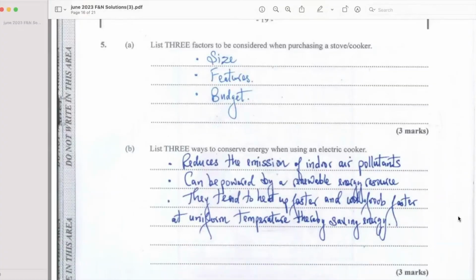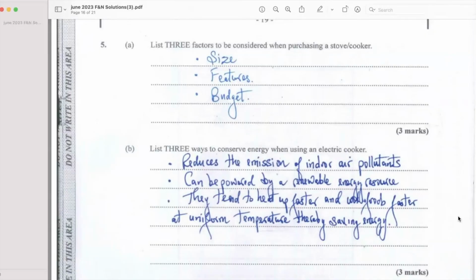List 3 ways to conserve energy when using an electric stove. So you're going to reduce the consumption of the indoor air. You have to make sure the air is not wasted, because remember, to conserve energy you have to have a good atmosphere, a good surrounding. Consider power and energy resources, because electric cookers tend to eat up energy faster, as it's a heater and then it goes slow.